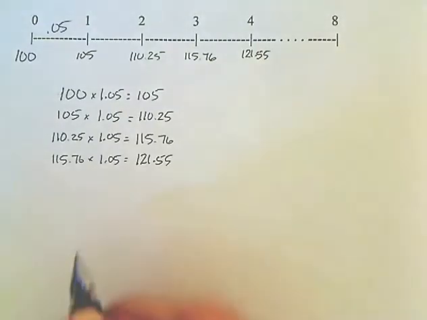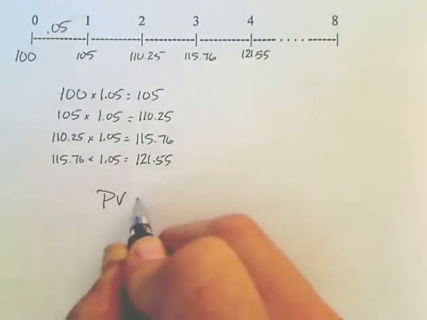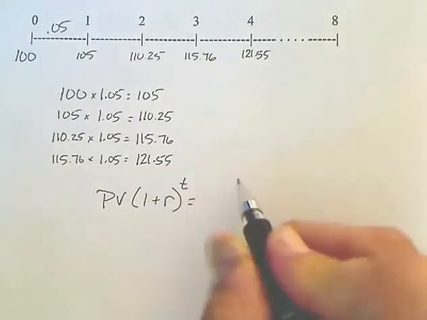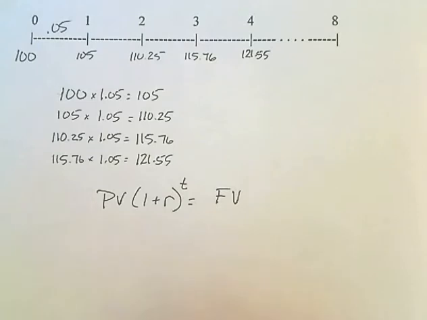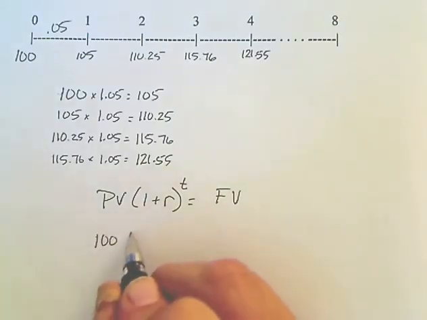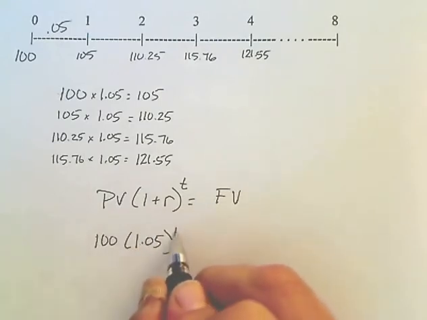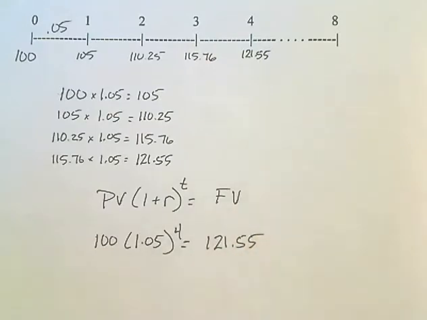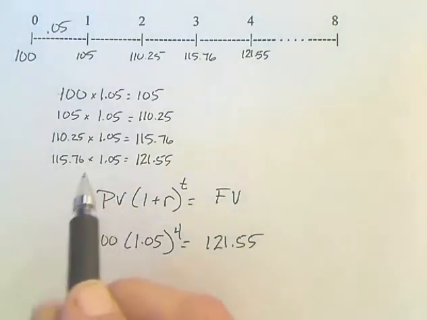Fortunately, this breaks down into an easier equation. Our present value times 1 plus our interest rate taken to the number of time periods is equal to our future value. And if we had wanted to know what $100 would be worth in 4 years, if we were earning 5% on that, we would have just taken $100 times 1.05 to the 4th, and we would have gotten our 121.55. And that's what the rest of chapter 5 breaks down into. It's solving for this equation.